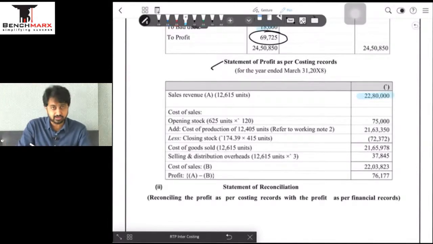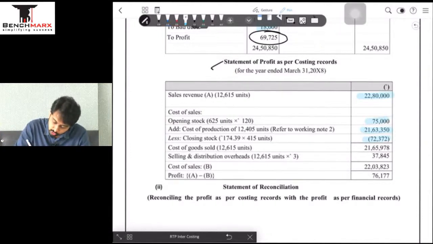From this I have subtracted the cost of sales. The working is COP. We start from COP. After COP we add the opening stock, so they have added opening stock. Then we subtract the closing stock as per the valuation, and we get the cost of goods sold like this. From the cost of goods sold they have added S&D, and I will get the cost of sales, and this cost of sales compared to this sales I will get the profit.